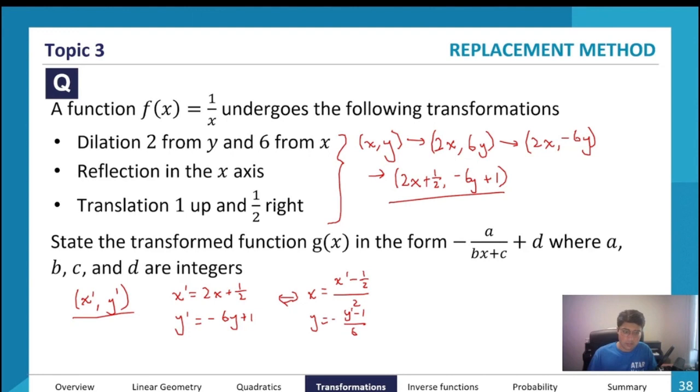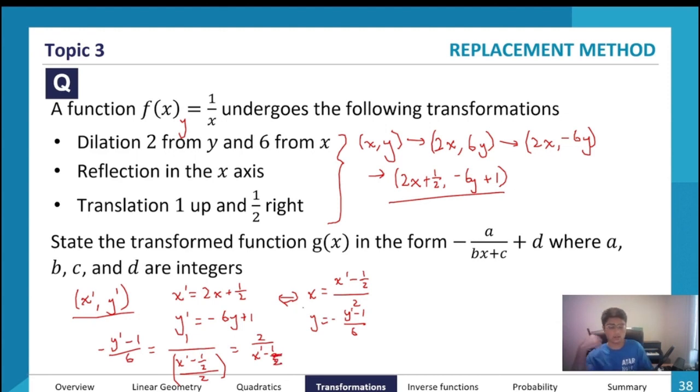Okay. So we have our equation here, y is equal to 1 over x. We can substitute these expressions in now. So we get negative y dash minus 1 over 6. That's our expression for y is equal to 1 over x dash minus half, all over 2. So now we can just simplify a little bit. We're going to get 2 over x dash minus half.